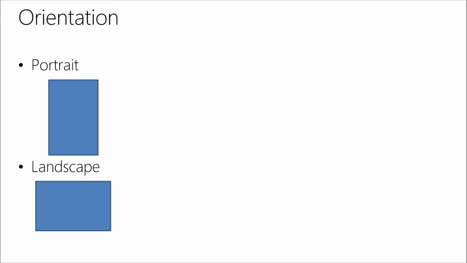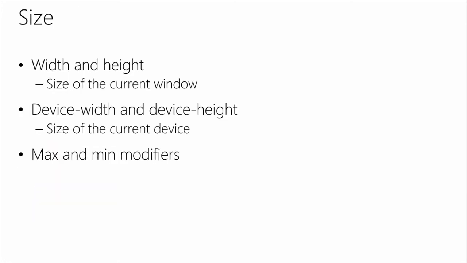And that is where, there we go, we get into things like orientation, which is going to give me portrait and landscape, and we get into screen sizing. Now, the biggest thing that I want you to note about screen sizing is width and height versus device width and height. Width and height are going to give me the width and height of the viewport of the browser window. Device width and height are going to give me the device's width and height.